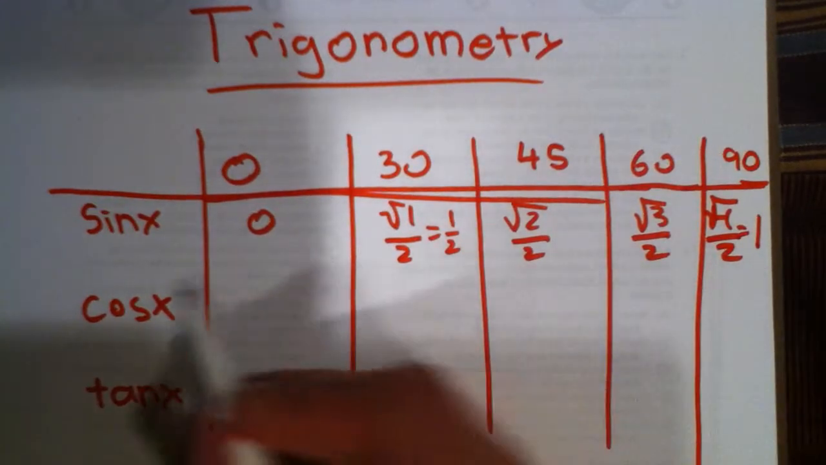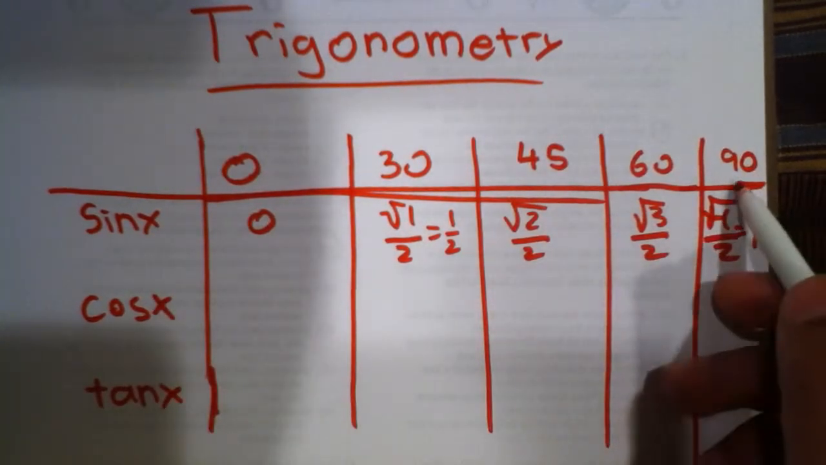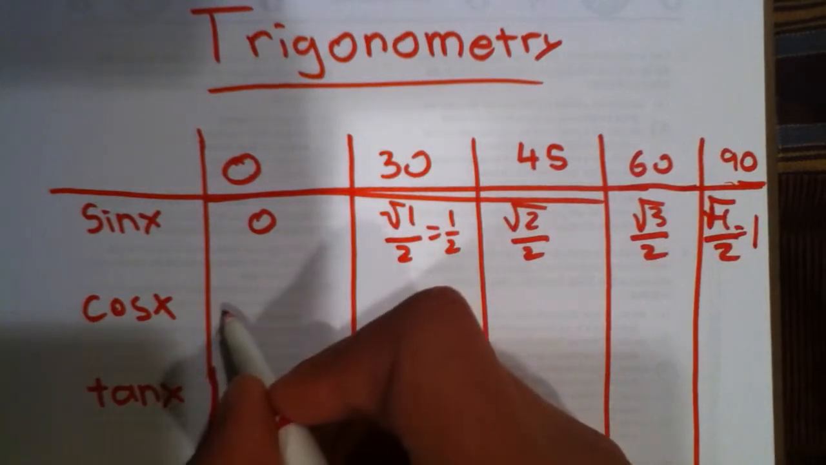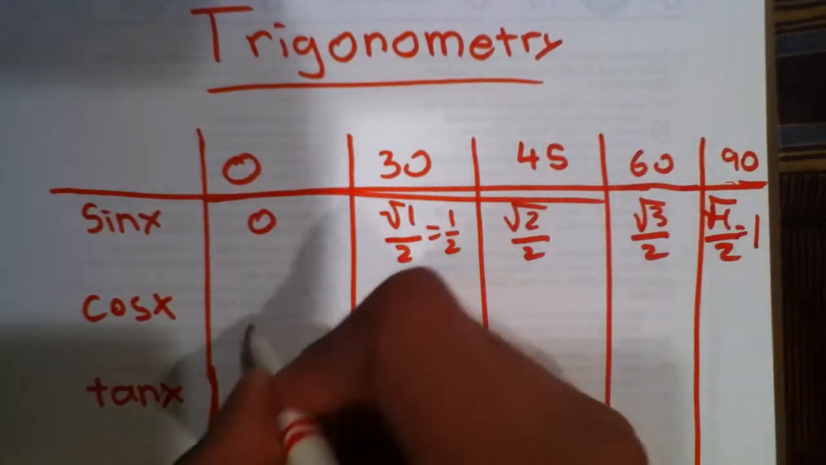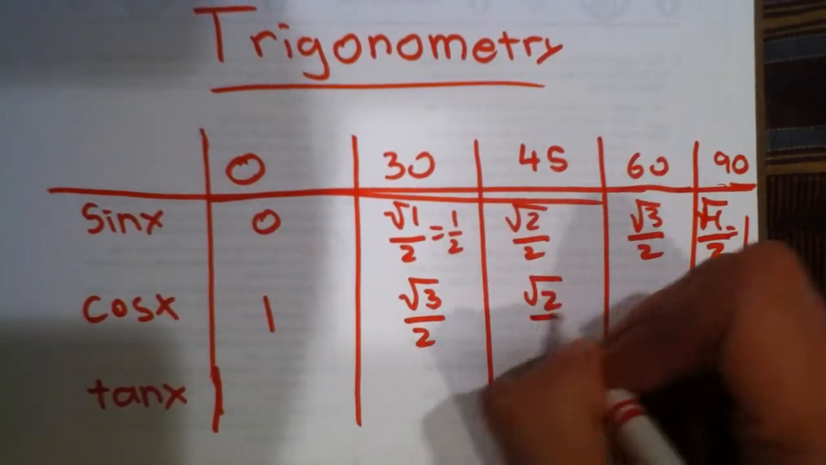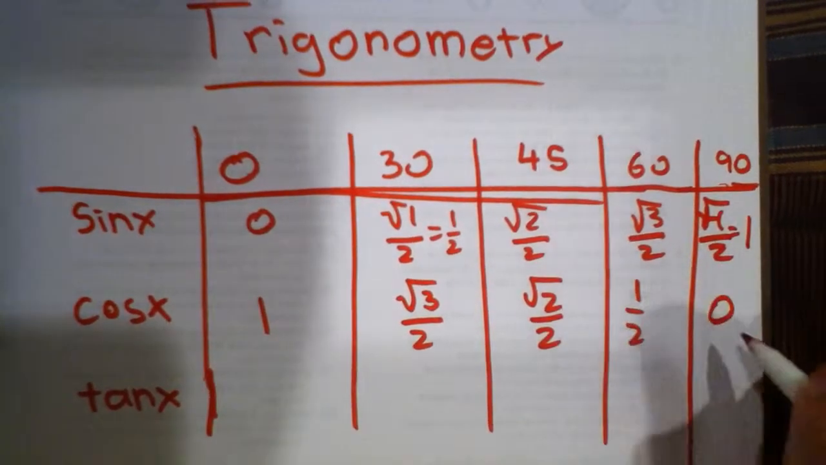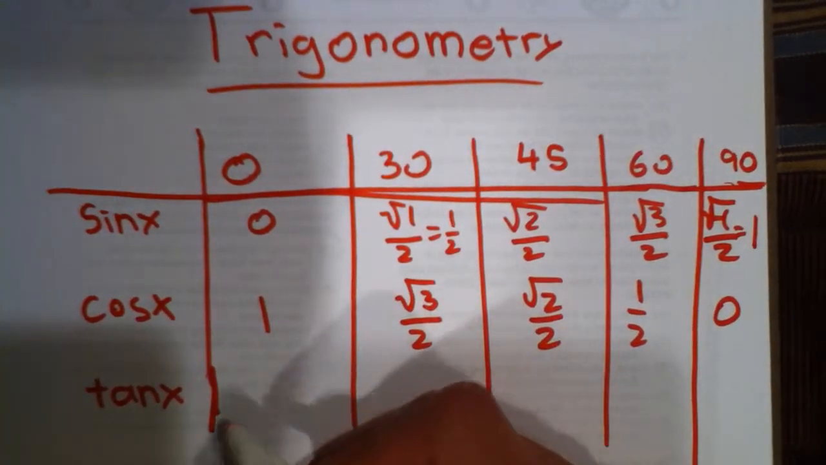Now cosine x is actually just this, but backwards. So the value for sine 90 is actually the same as the value for cosine of 0. So this will be 1, square root of 3 over 2, square root of 2 over 2, 1/2, and 0.